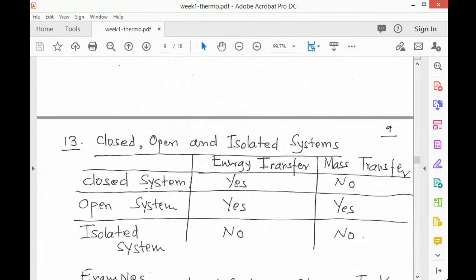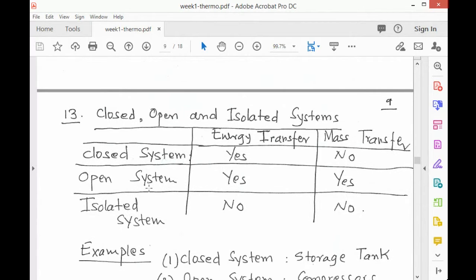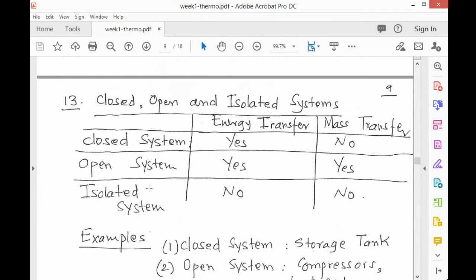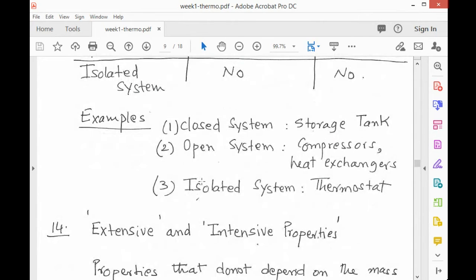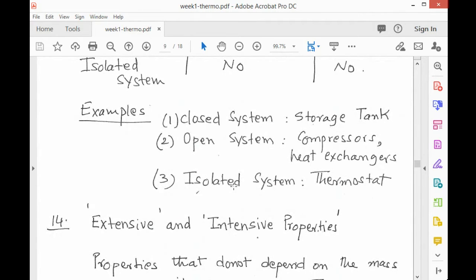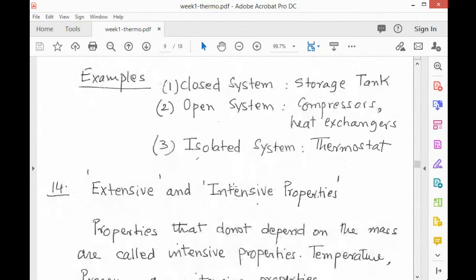When we talk about closed and open systems, you already know this, I believe. For energy and mass transfer: closed system, energy transfer yes, mass transfer no. Open system, both are transferred. Isolated system, no transfer. And I gave you practical examples for closed and open systems. Mostly in the refinery we have open systems.